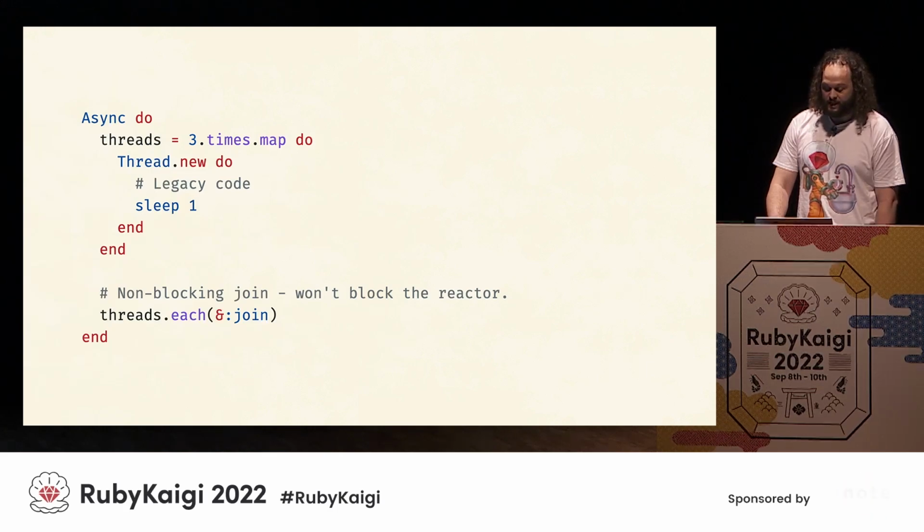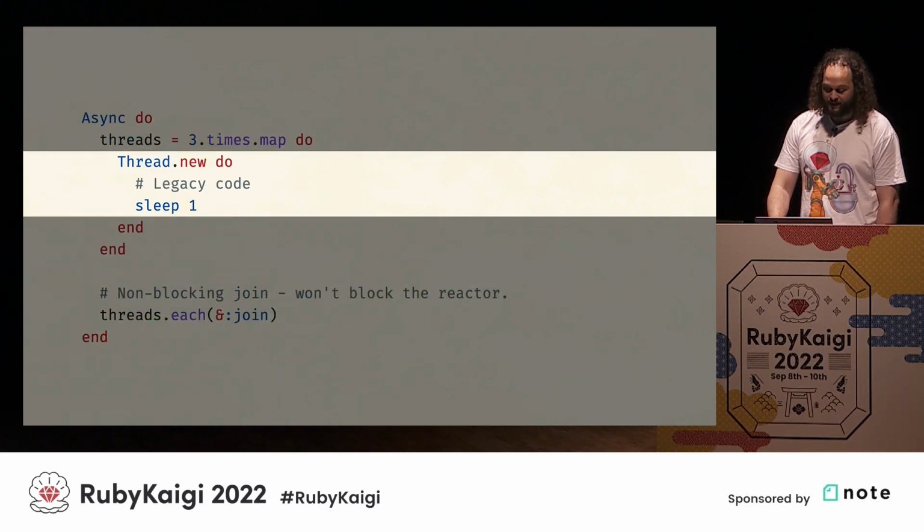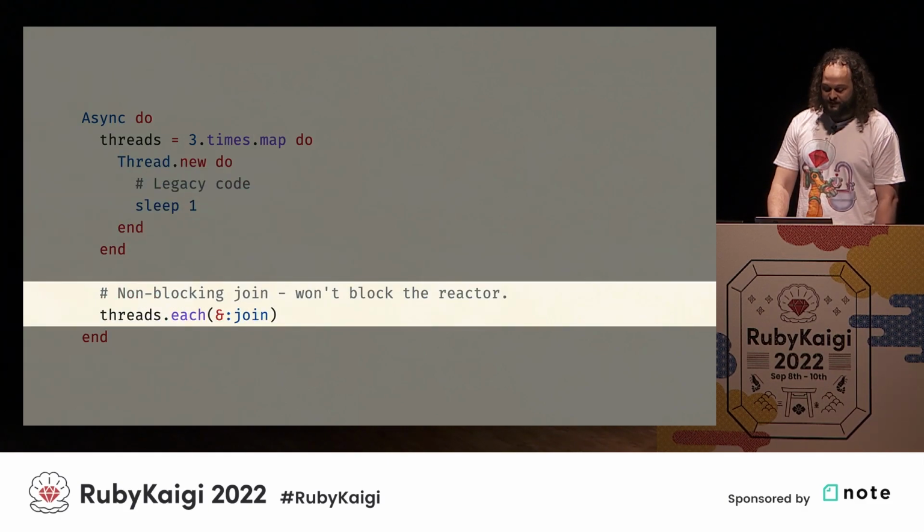Here we show 3 threads being created. Each thread sleeps for 1 second to simulate some native code. Then we can wait for that work to finish without blocking the event loop, which we expect to take around 1 second. Joining a thread is internally non-blocking and won't stall other tasks.